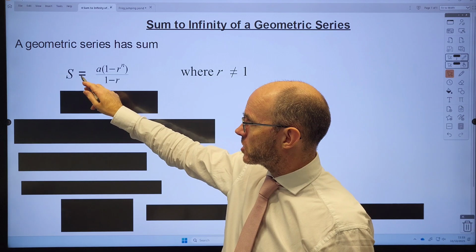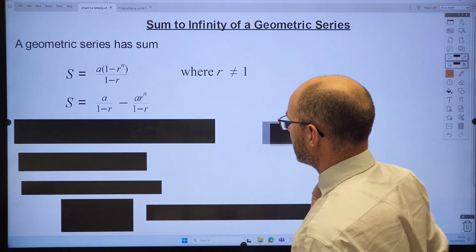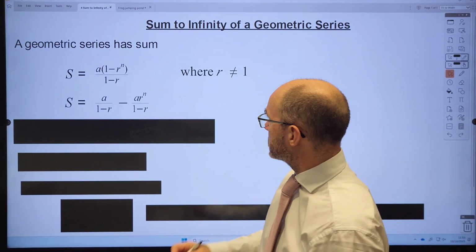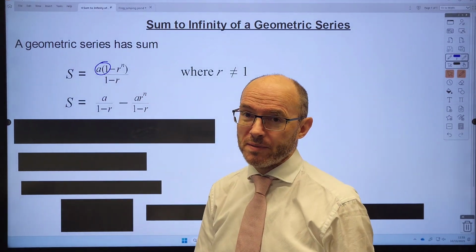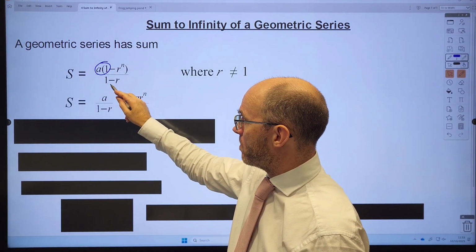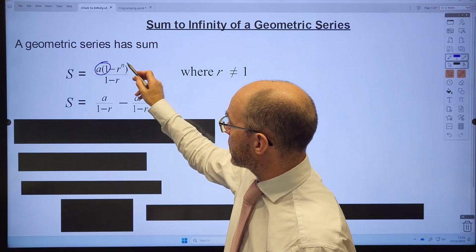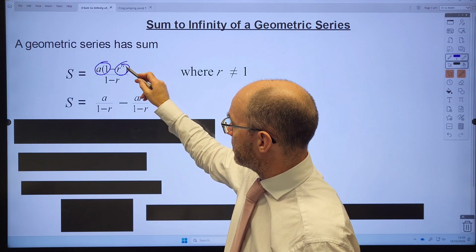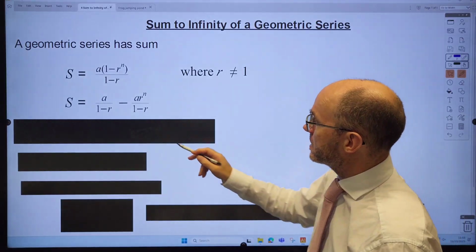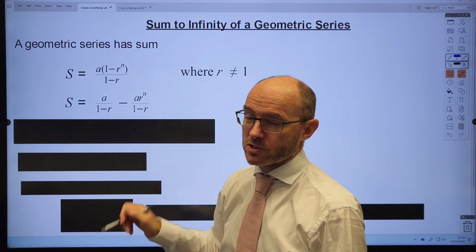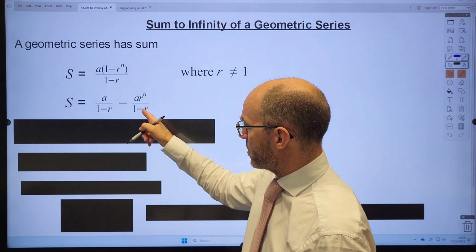So here I'm just going to rewrite that by splitting it up into 2 separate fractions. What I'm doing is taking the a times 1 bit and writing it as that over 1 - r, and then subtracting the a r to the n bit over 1 - r. Okay, so that's what's going on there, just expanding the brackets and converting it into 2 separate fractions. Okay, this followed by this.